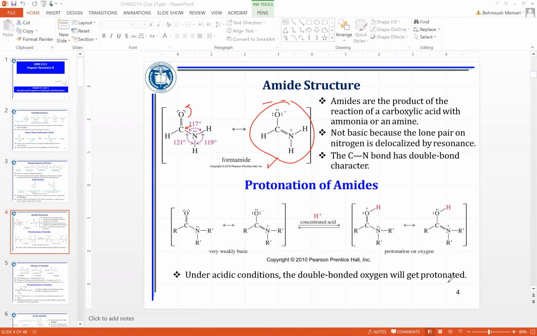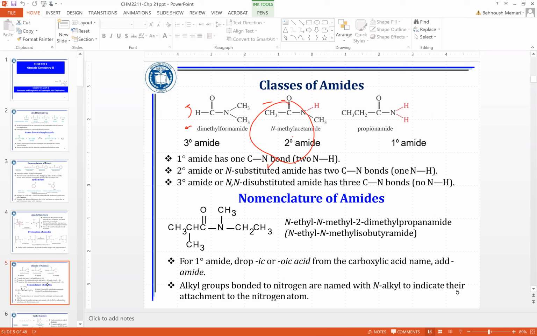The double bond of the oxygen, the CO double bond, would get protonated under acidic conditions. So you have a protonated amide. When you have a protonated amide, you can actually give a better chance for the reaction, because amide itself is not very reactive. So if you were going to hydrolyze or do any of the reactions, it is going to require acid catalysis, or it would be catalyzed.